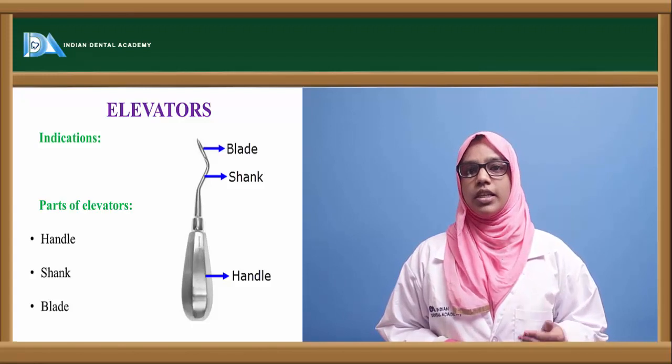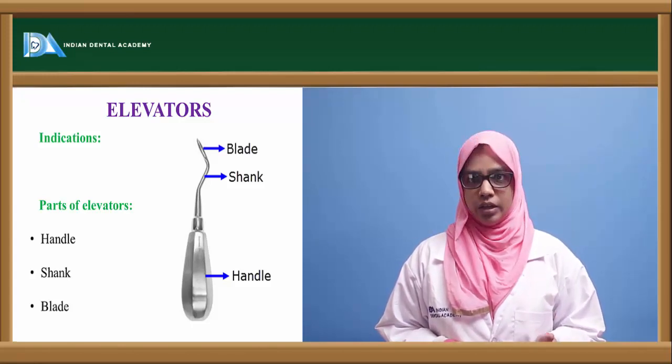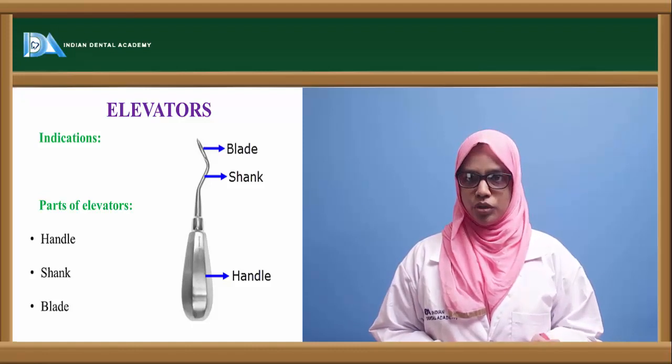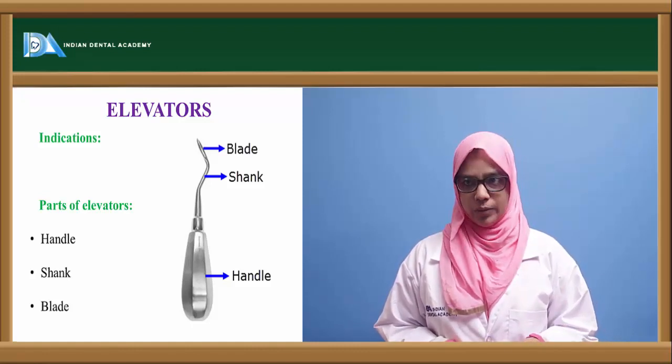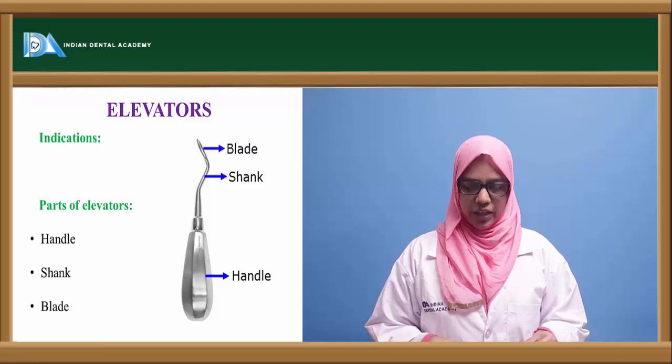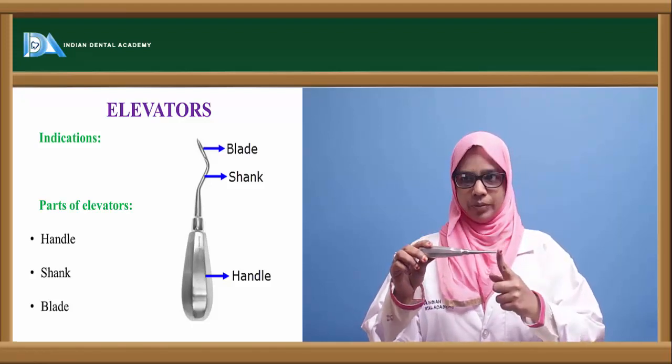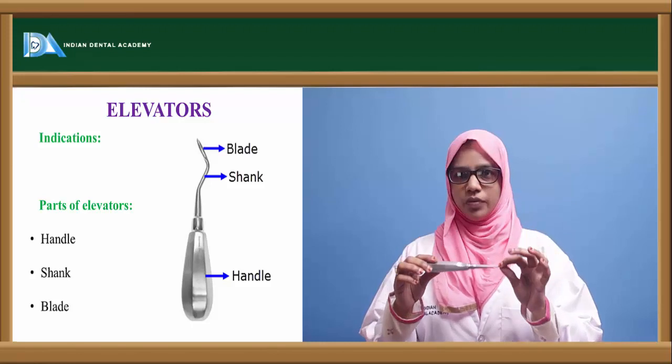In case of a grossly carious tooth, you need to use an elevator, because if you use a forcep, you'll keep on crushing the crown and root. So in that case, you need to use an elevator. Now an elevator has a handle, a shank and a tip. These are the three parts of an elevator.